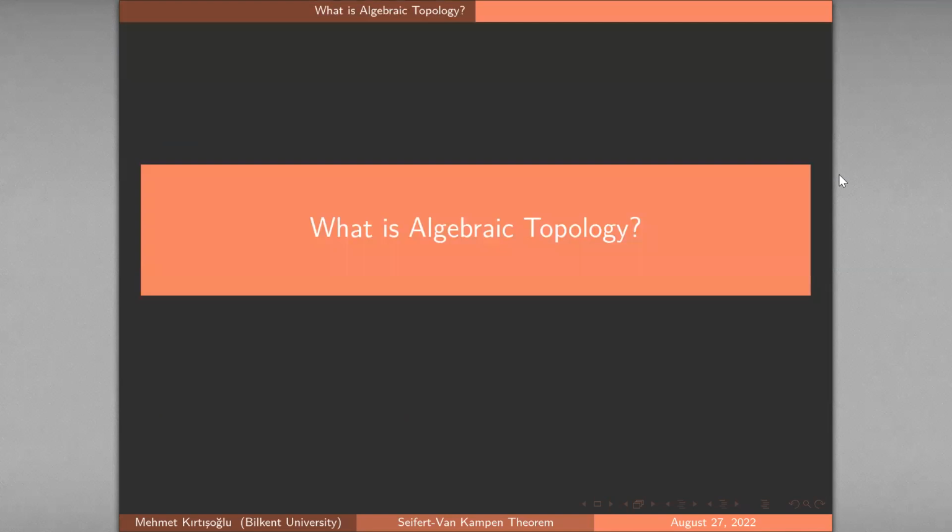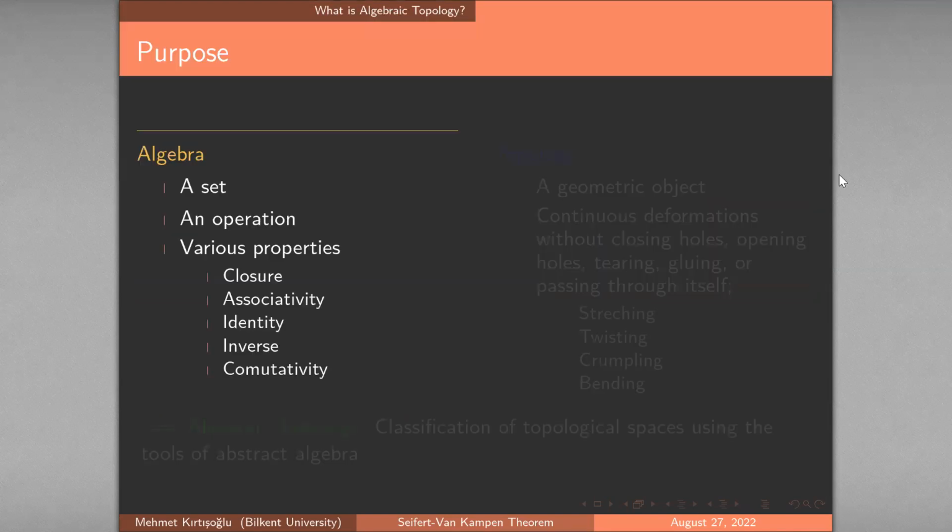Okay, what's algebraic topology? On one side, we have algebra. In general, we have a set and a binary operation and various properties. According to which properties are satisfied, we will have a different algebraic structure, right? A monoid, a semigroup, a group, field, ring, etc.